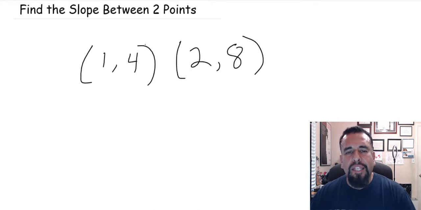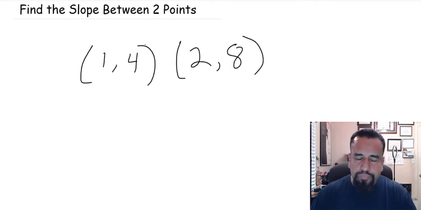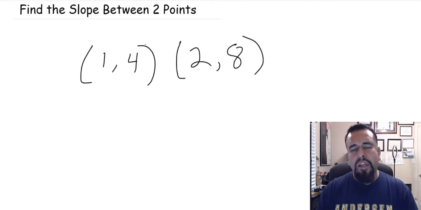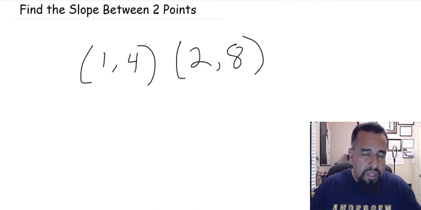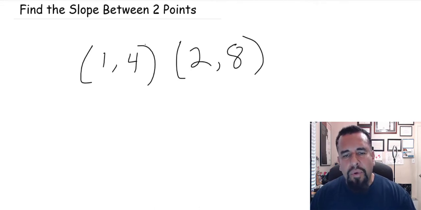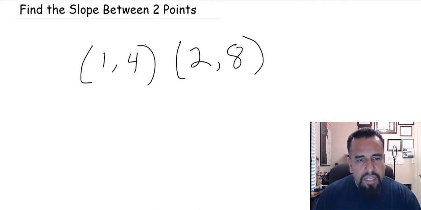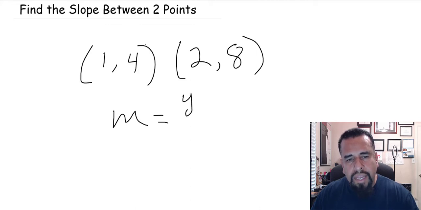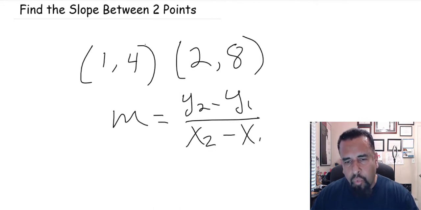So look at my ordered pairs here. Normally, you'll get a word problem giving you 2 ordered pairs, or they'll just give you the ordered pairs and tell you to find the slope, depending on who's making the exam. What you need to know is the slope formula. Okay, so the slope formula goes like this. M stands for slope. M equals y2 minus y1 over x2 minus x1.